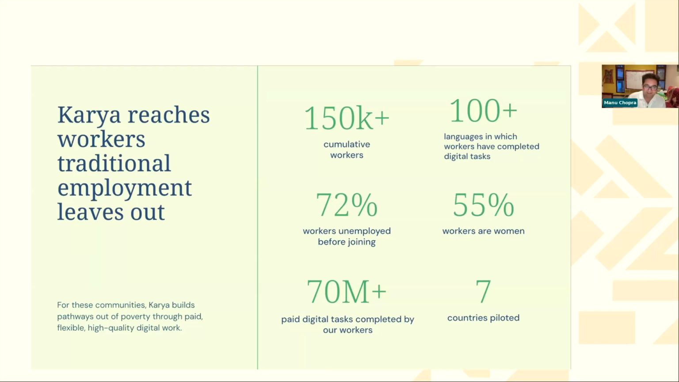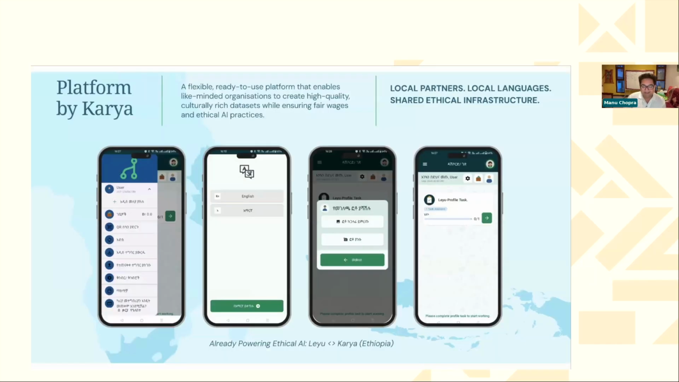The majority of our workers are women, and over just the last 3 years, our workers have completed 70 million plus paid digital tasks. So a single task could be like evaluating an AI model or telling me what the right answer is for something. And we're now live outside India in 7 other countries, including Ethiopia, Kenya, South Africa, Indonesia, Bangladesh, Ecuador, US, and I'm sure I missed one.